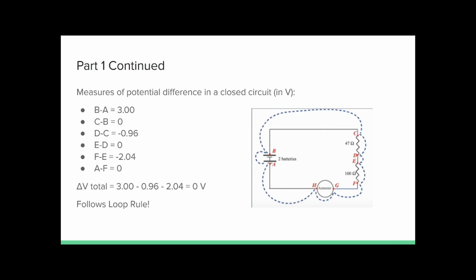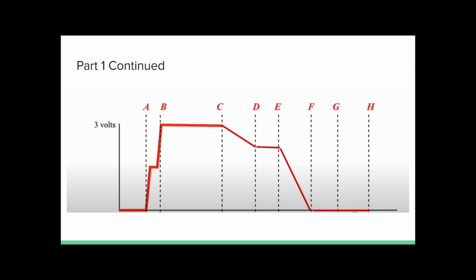Then we went on to use the loop rule, and it shows that we got 3 volts from the batteries. We lost 0.96 volts from the first resistor. We lost 2.04 volts from the second resistor, and we lost no volts in the wires themselves. So when that's done, 3 minus 0.96 minus 2.04 is 0. And this here is just an overall show of the change in voltage throughout those points.